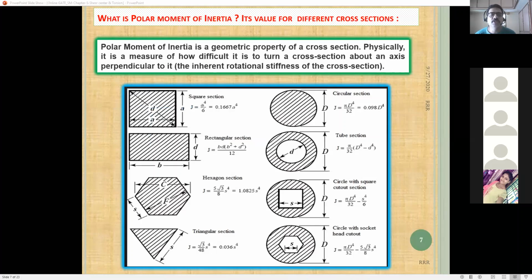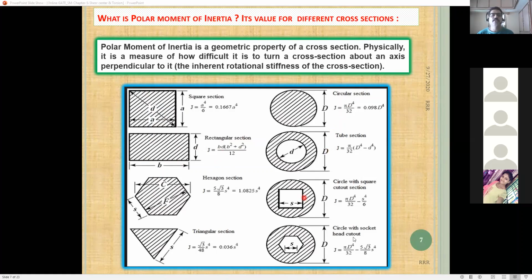So if you use this, you will get the same answer only. Here, a and b and d are the same, so that's why you will get the answer only in terms of a. If you do the same thing for the rectangular section, you will get this formula. First we will do bd cubed by 12, and for the unsymmetric y direction, db cubed by 12. If you do that, you will get this answer.